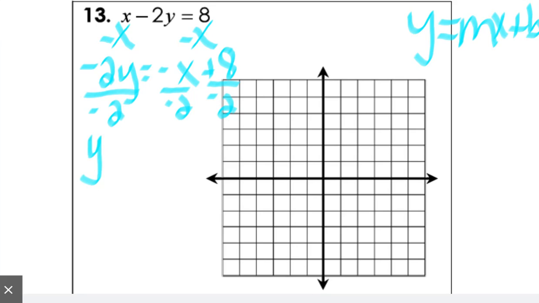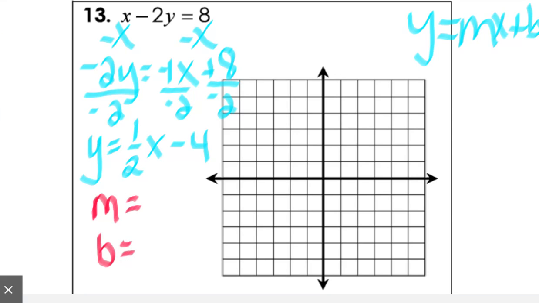So this gives me y equals, so this will simplify. This is actually a 1 here. So if we do negative 1 over negative 2, that gives us positive 1/2 x. And then 8 divided by negative 2 will give us negative 4. Okay, so now we need to identify the slope and the y-intercept. So my slope is 1/2. My y-intercept is negative 4.